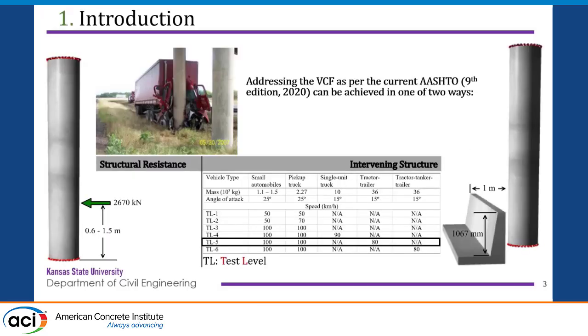Collision events usually happen with the piers, vehicular collisions. Because of this, AASHTO considered the vehicular collision force as a design limit state. To address this limit state, you can either provide the bridge pier with a resistance to an equivalent static force of 2,670 kilonewton, or provide an intervening structure that can absorb or redirect the colliding vehicle. And this intervening structure should survive test level 5 according to the MASH, which is the Manual for Assessing Safety Hardware.